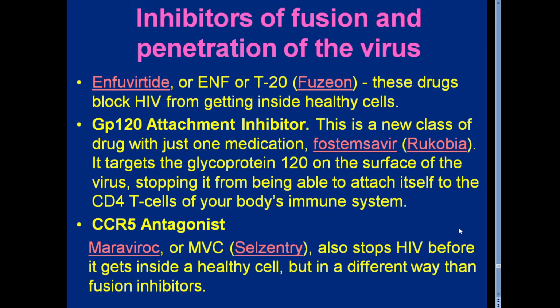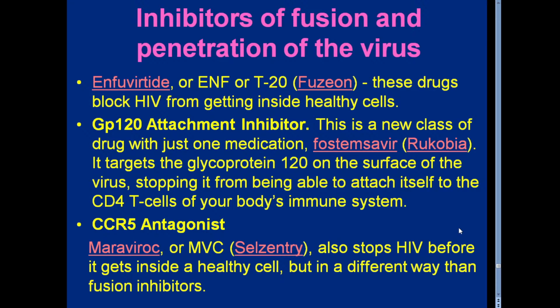Next, glycoprotein 120 attachment inhibitors. This is also a new class of drugs, with examples fostemsavir or Rukobia. The target for these drugs is glycoprotein 120 on the surface of viruses. As a result, the virus is stopped from attaching itself to the CD4 cells, and cannot attach and penetrate host cells.